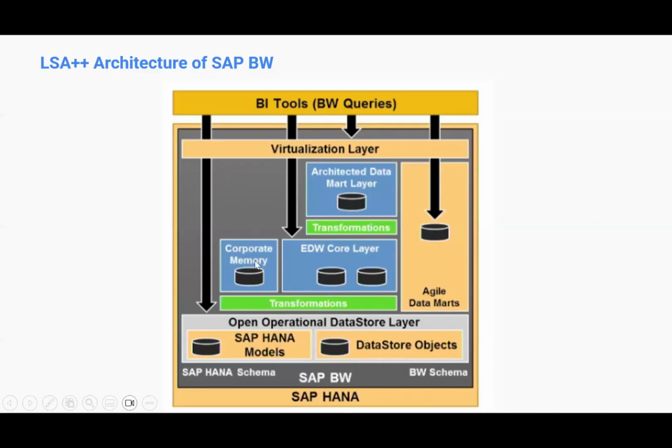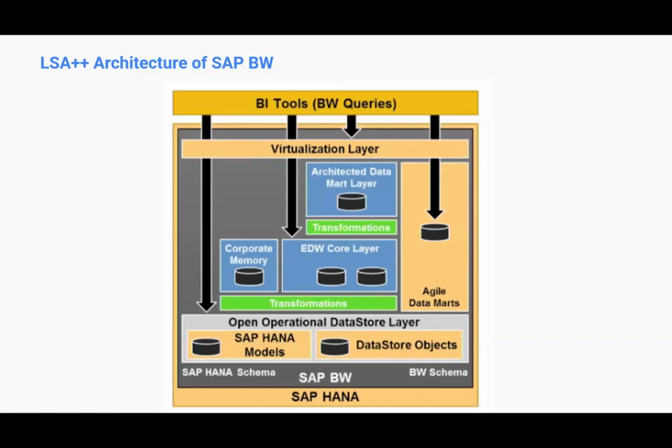And on top of the open ODS layer, you have the corporate memory layer, then the enterprise data warehouse core layer, and then the architected data mart layer. These are different layers on top of the open operational data store layer, whereby you create the transformations, apply your business logic, and store data. On top of all these layers you create a virtualization layer, and on top of the virtualization layer you create the BW queries which are then consumed by end users.